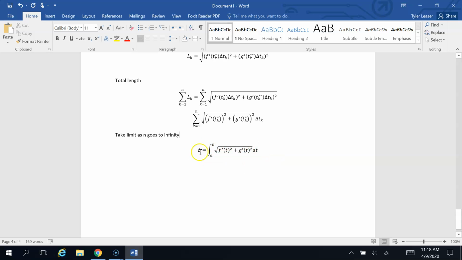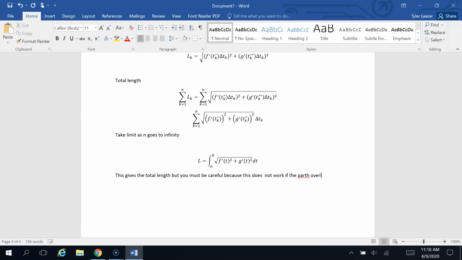This is what you guys are going to want to write down here for the formula of arc length with partitions. You do have to be a little bit careful with partitions, though. So this gives the total length, but you must be careful because this does not work if the path overlaps itself, not parth, path.